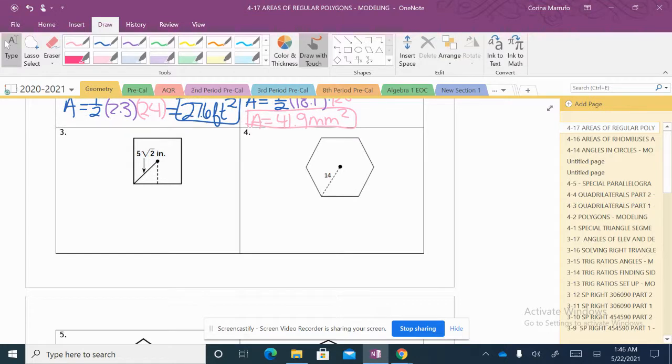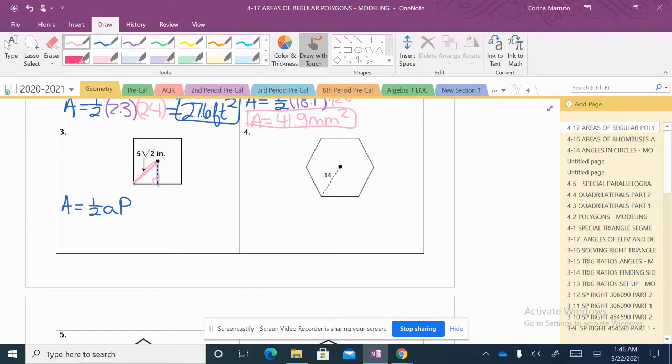Alright, number 3. So this time they give us 5 in the square root of 2, but they give us the radius. They don't give us the apothem, which is this one, and they do not give us one of the sides of this square either, so we are going to have to figure it out. So area equals 1/2 little a times P. Because we have to figure both of them out, they do tell us that this line right here is 15.